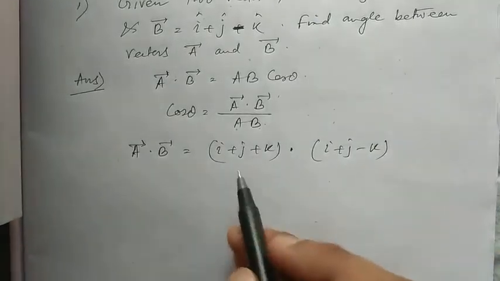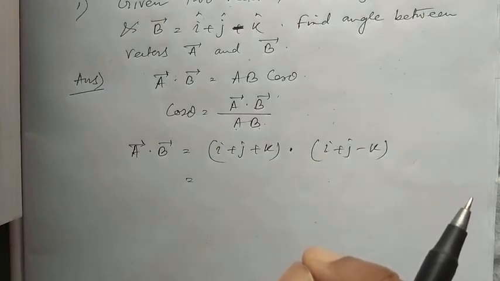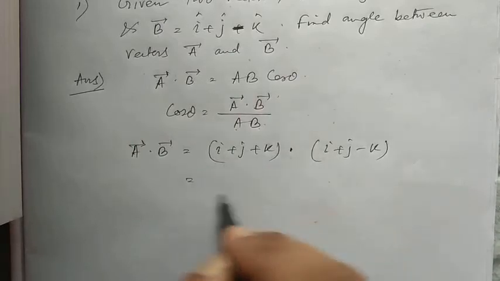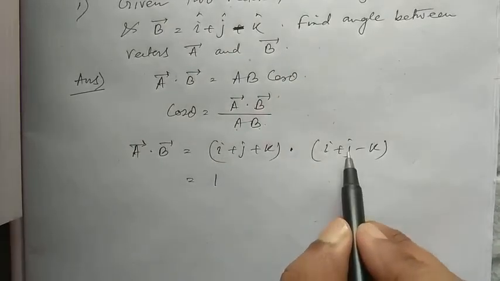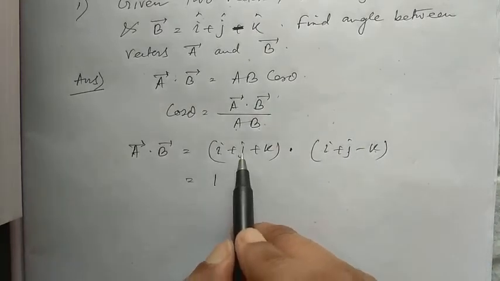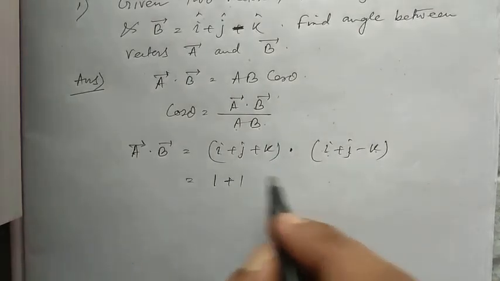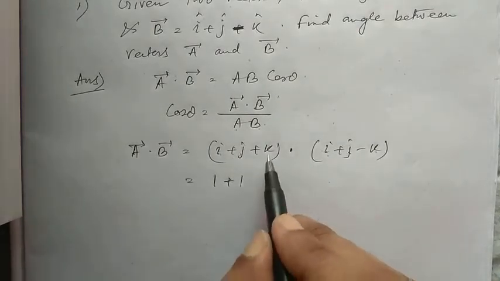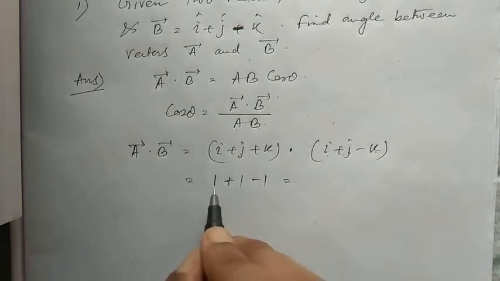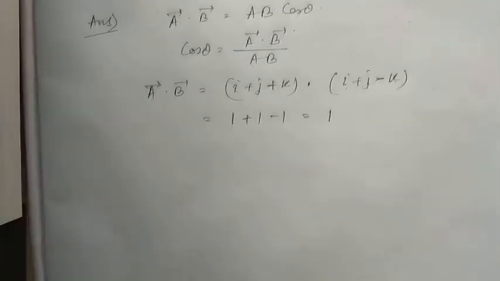Now previously we have learned that similar vectors, when their scalar product is taken, result in 1. So i dot i results in 1, i dot j will result in 0, i dot k will also result in 0. Similarly, j dot i is 0, j dot j is another 1, and j dot k is also 0. k dot i is 0, k dot j is 0, k dot k is 1, so minus 1. Because this is a plus, this one is minus, so it results in 1.